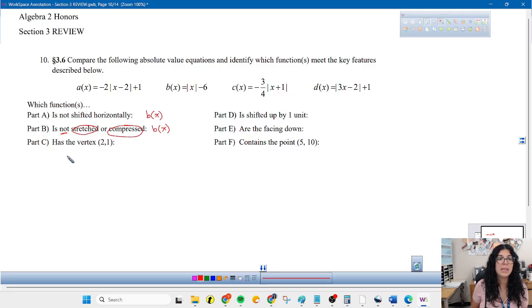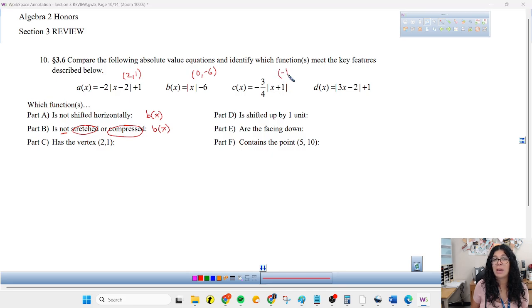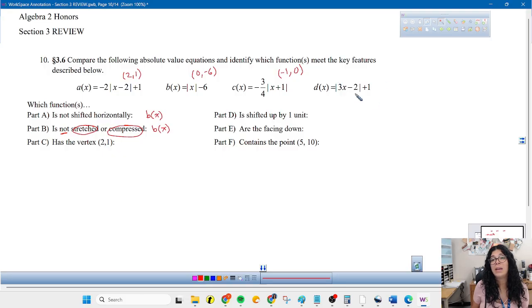Next, part C, the vertex of (2, 1). Well, here the vertex is (2, 1). Here the vertex would be (0, -6). Here our vertex would be (-1, 0). And then here, remember, you would have to take out the coefficient of 3. So really the vertex here would be (2/3, 1). So that's a tricky question if you forgot that part. So the only one that has the vertex of (2, 1) is actually a of x.